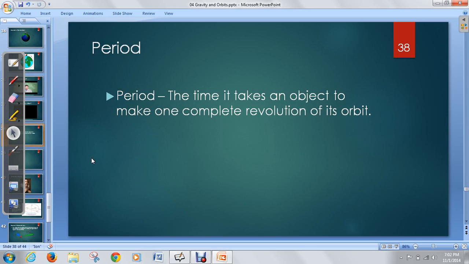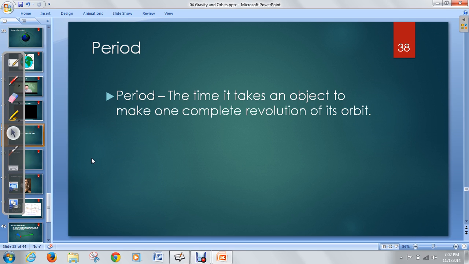is we wanted to think about period. The time it takes an object to make one complete revolution of its orbit, or basically how long it takes for an object to go around once. That's period. And we want to think about how we calculate this period. How do we figure it out?